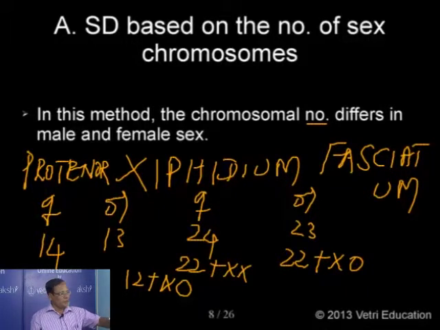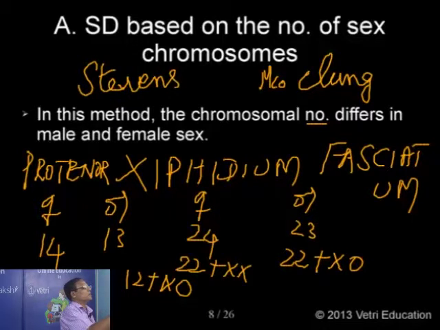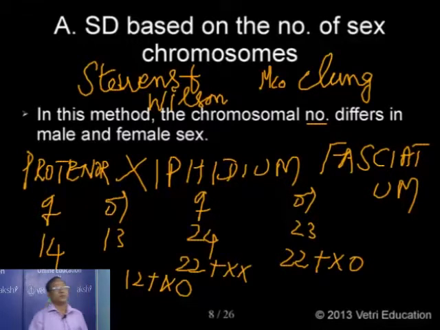Now, the nature of the chromosome in the case of the grasshopper was first proposed by Clarence McClung. In the case of Protenor, the persons were Stevens and Wilson. Stevens and Wilson observed the case of Protenor, a kind of bug, where the males have 13 chromosomes and the females have 14 chromosomes. Another person, Clarence McClung, observed the case of one grasshopper, Xiphidium fasciatum, where the females have 24 chromosomes and the males have 23.